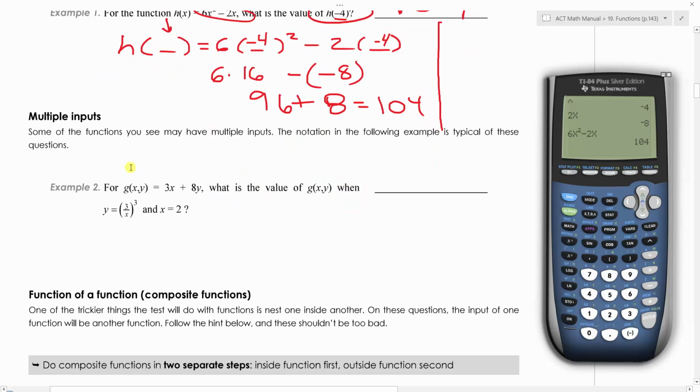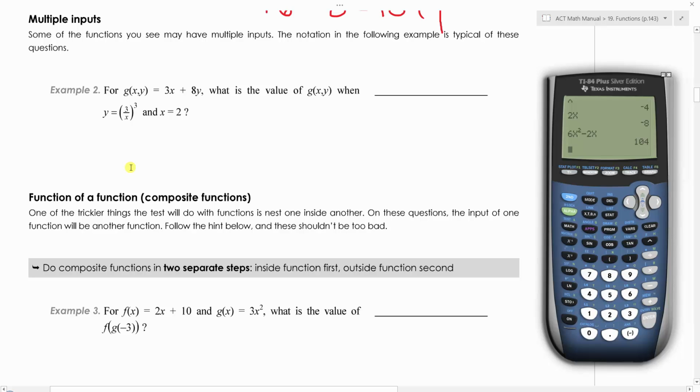With multiple inputs, you will see some functions questions on the ACT that have multiple inputs. In other words, that have 2 or even 3 variables in the parentheses after the function letter. So when this happens, you're not really doing anything different. Now you're just substituting, instead of substituting one thing into the function, you're substituting 2 things. So go ahead, if you want to try example 2 on your own, pause the video. I'm going to do it right now, obviously. So we need the value of g of x comma y when y equals 3 over x cubed and x equals 2.